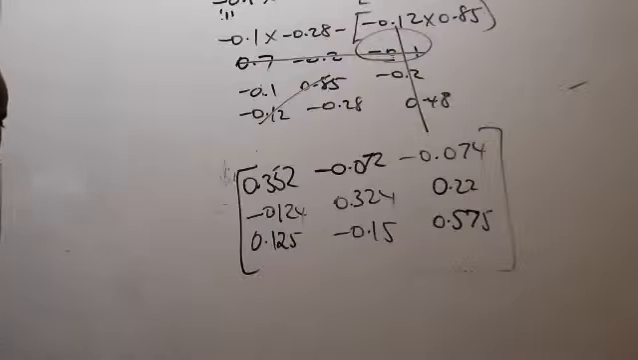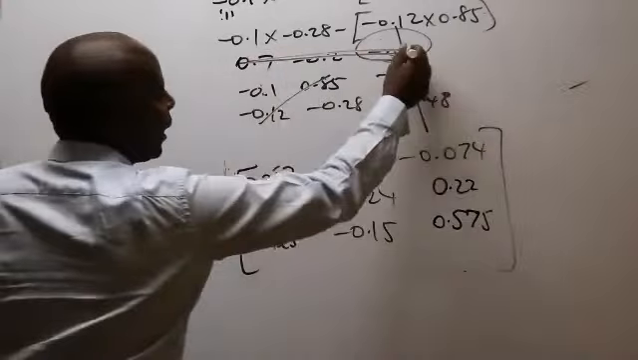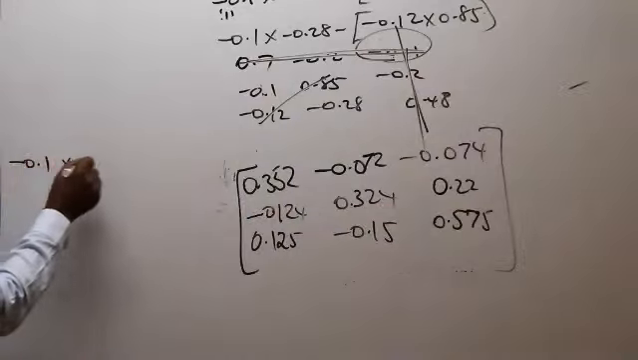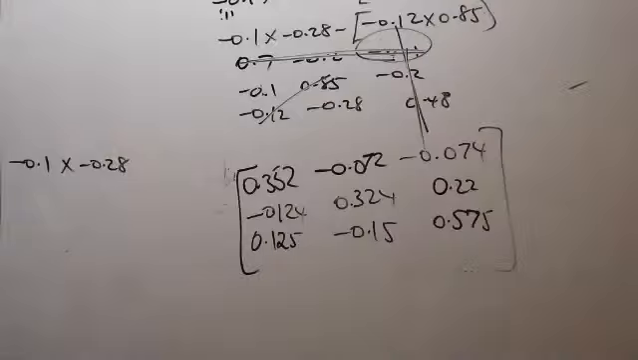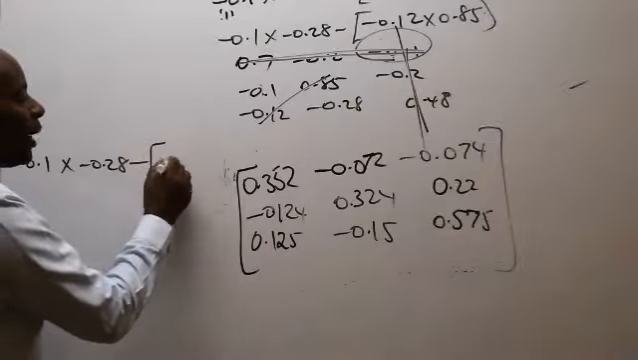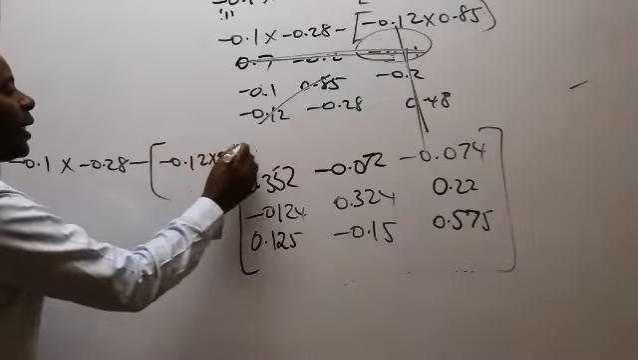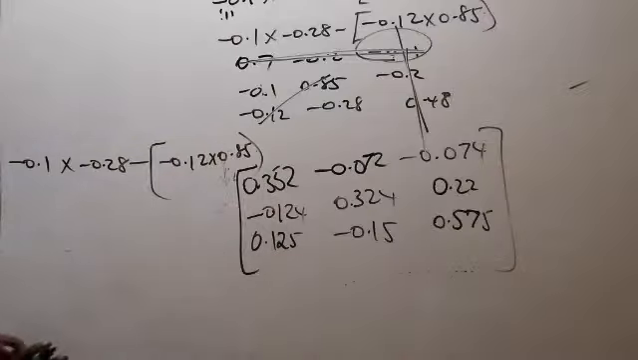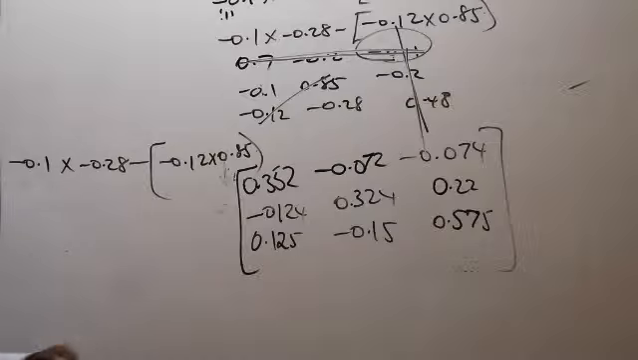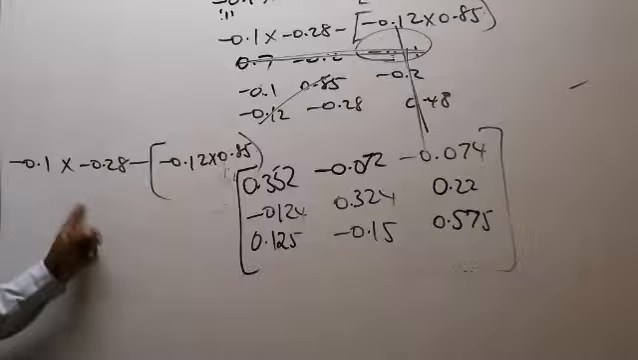Same answer. Let's see. So for member 3, where are we? We have minus 0.1 times minus 0.28. That is the primary diagonal. Primary diagonal, you don't have to put it in brackets. Secondary, so minus the secondary, which will be minus 0.12 times, let us leave whatever we are doing all over. Let's concentrate on this third minor element, and then we compare notes.